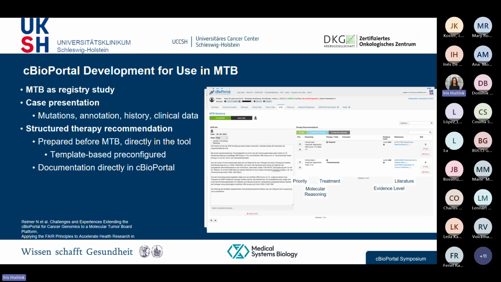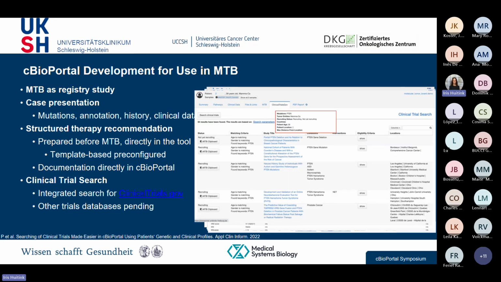And this is then usually pre-filled. And then in the final tumor board session, we just go through the patients one by one, discuss the text, discuss the prioritization, and maybe change this a little bit. But this streamlines the molecular tumor board session very effectively, so that we can discuss many patients in a very short amount of time and have directly the documentation of the therapy recommendation in cBioPortal, which can be written back into the hospital information system later on.